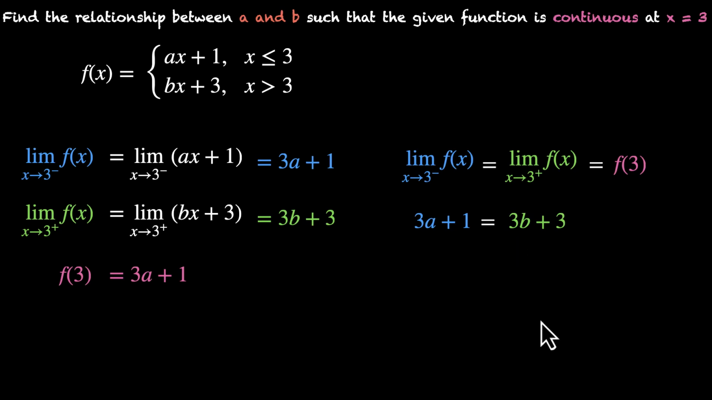If you want to simplify it, we can write this as 3a equals 3b plus 2. 1 goes here, 3 minus 1 is 2. So this is the relation between a and b. Whenever this happens, this function is continuous at x equals 3.